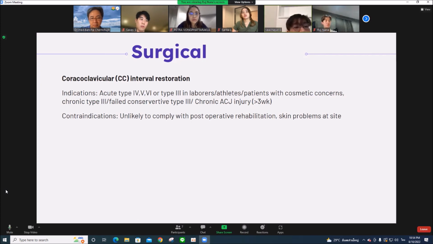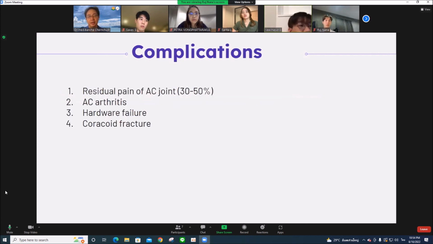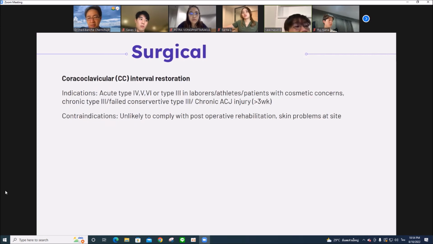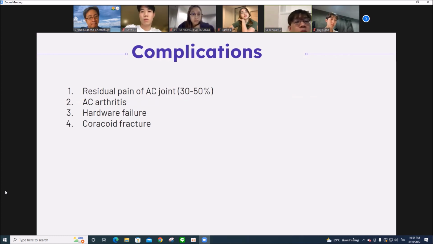Another indication for the surgery is cosmetics, because some patients are concerned about the prominence of the distal clavicle. The surgical operation comes with complications, including residual pain of the AC joint, AC arthritis, possibly hardware failure or coracoid fracture.